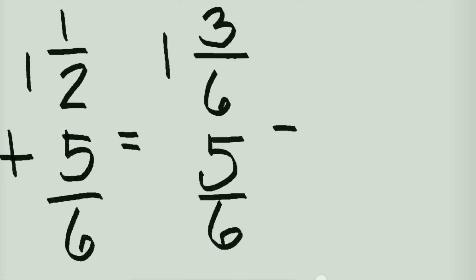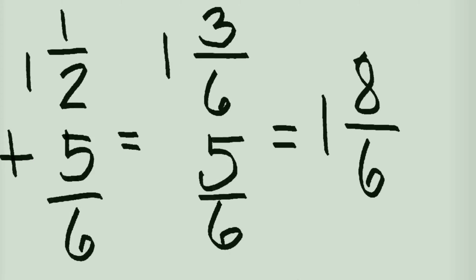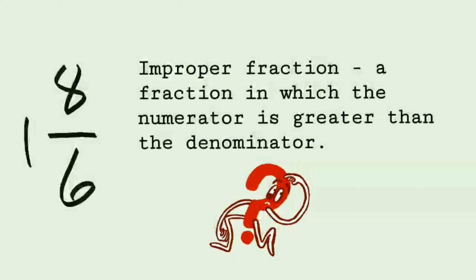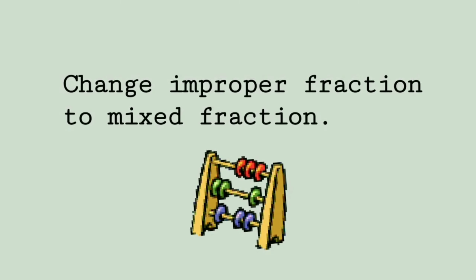1 and 3/6 plus 5/6 is equal to 1. 3 plus 5 is equal to 8. And copy the denominator, which is 6. We have noticed that the answer contains an improper fraction. An improper fraction is a fraction in which the numerator is greater than the denominator. So we have to change the improper fraction to a mixed fraction.